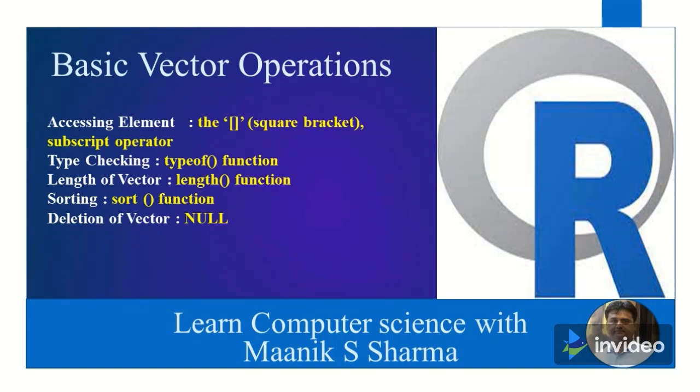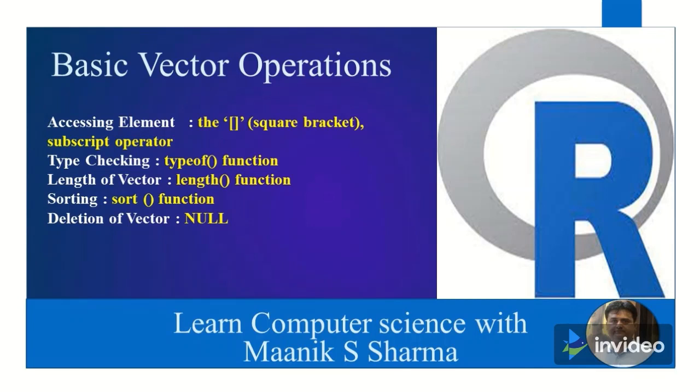Different arithmetic operations can be easily and simply performed on vectors. We simply need to use different arithmetic operators like plus, minus, multiplication, etc. to perform different arithmetic operations. We will see how these arithmetic operations can be performed in the practical session of this video. We can check the type of a vector with the help of the typeof function. The length is another important property of a vector. A vector's length is basically the number of elements in the vector and is calculated with the help of the length function.